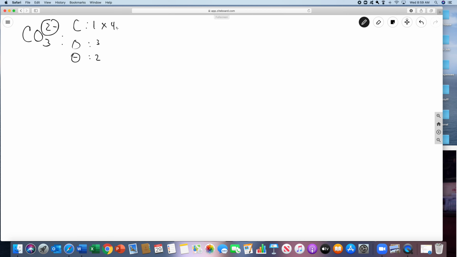Carbon has 4 electrons, so we just add the electrons to the valence. Oxygen has 6 electrons, and of course there's 2 charges. Each charge is 1 electron, so this is 4 plus 18 plus 2, which means there's 24 electrons, over 2 is 12 pairs.